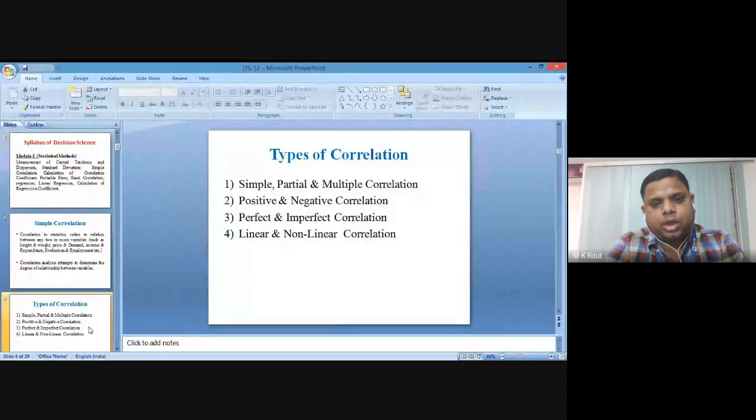Correlation can be partial or multiple correlations. The next one is positive and negative correlation. The third one is perfect and imperfect correlation. The last one is linear and non-linear correlations. So these are the different types of correlation. Moving to the next one.